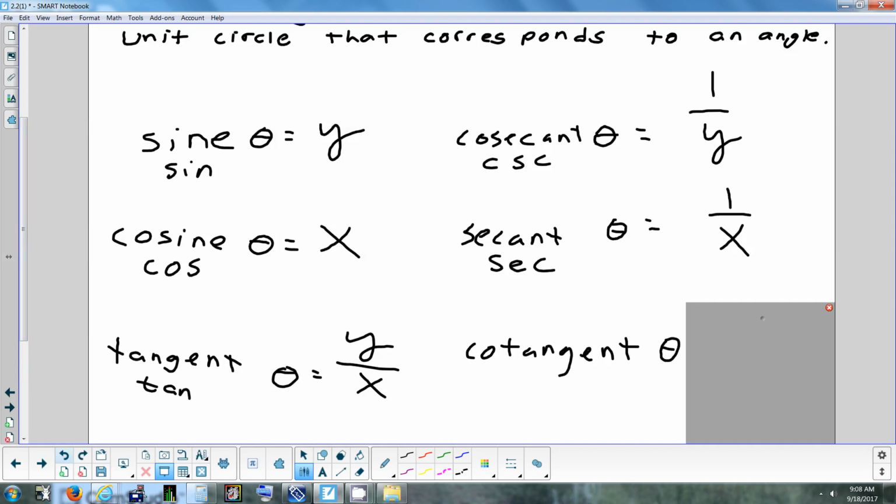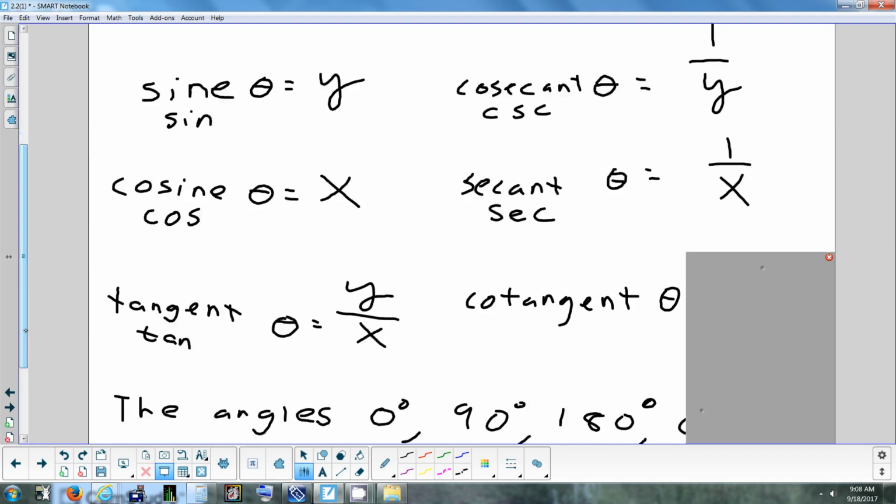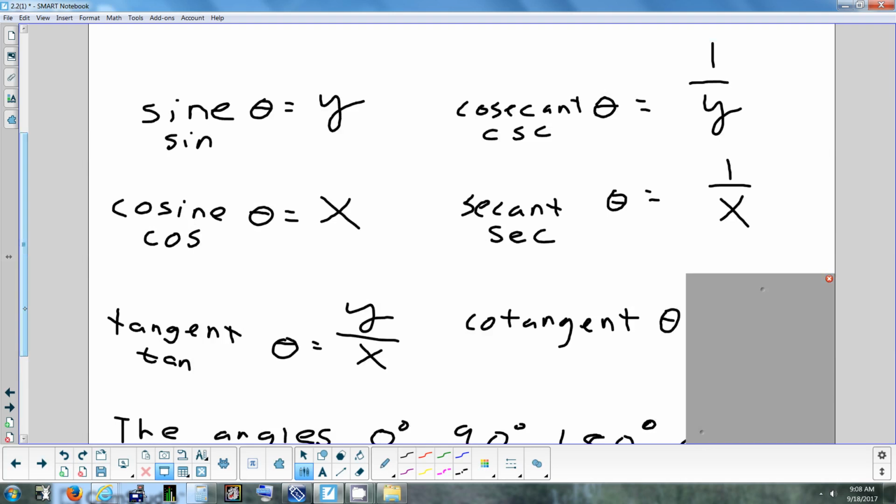And Robin, what do you think the formula is for cotangent? X over y. Good. And that's abbreviated COT.